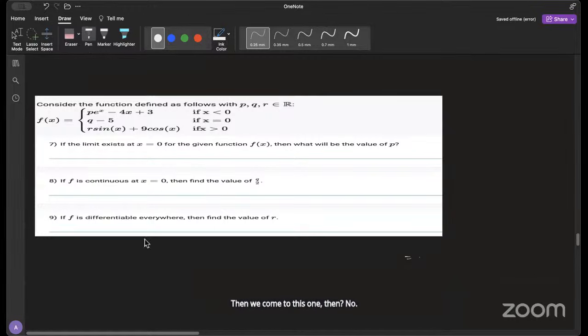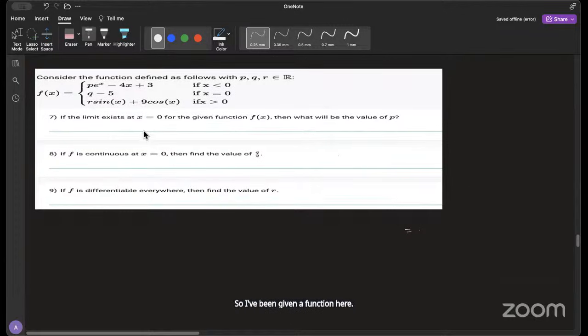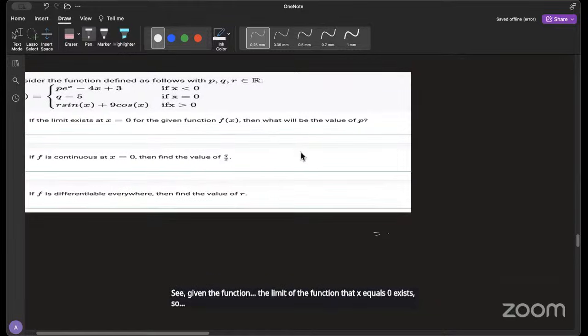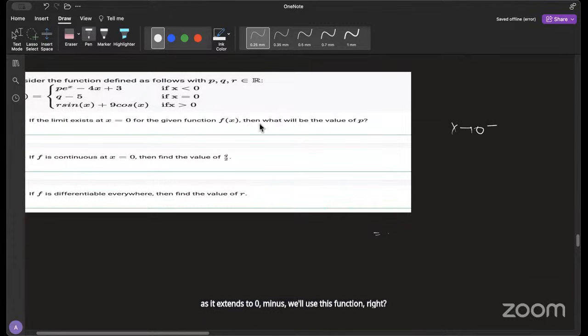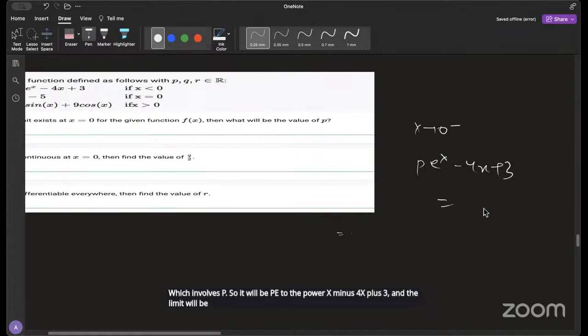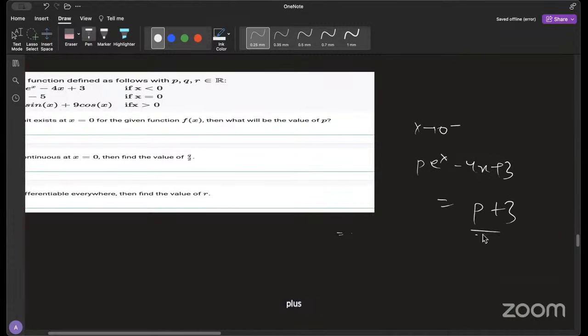The 7th, 8th, 9th ones. So I've been given a function here, and you have to find the value. So first you have to find the value of p. Given the function, the limit of the function as x tends to 0 exists. So for the limit, as x tends to 0 minus, you'll use this function, right? Which involves p. So it will be p e to the power x minus 4x plus 3. And the limit will be, at 0, p plus 3. So the left hand limit will be this at 0.